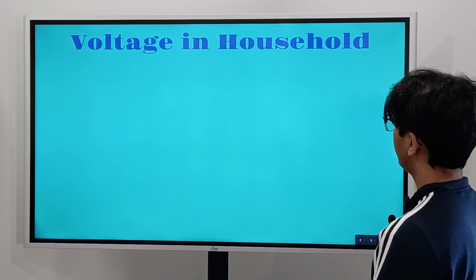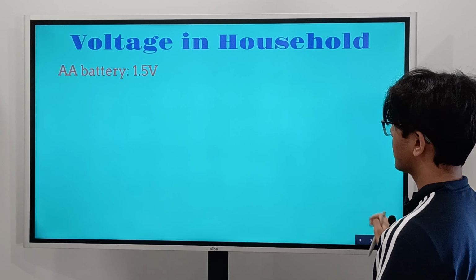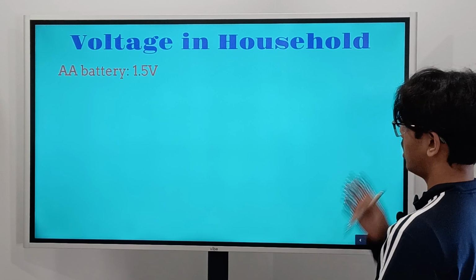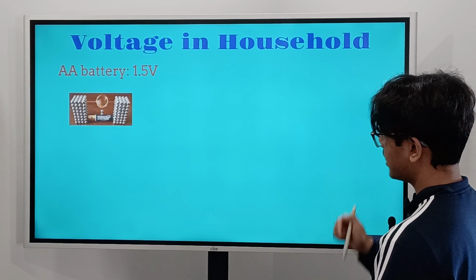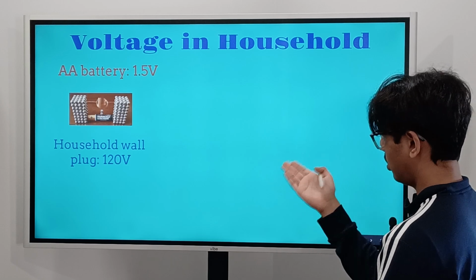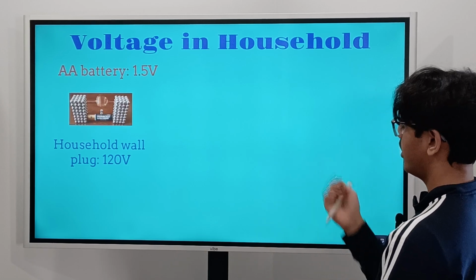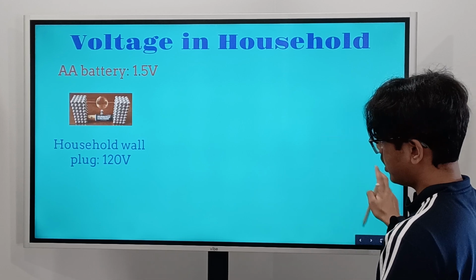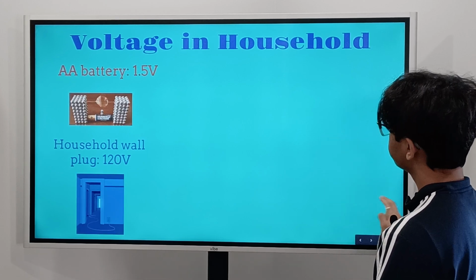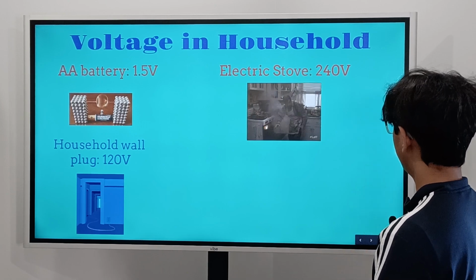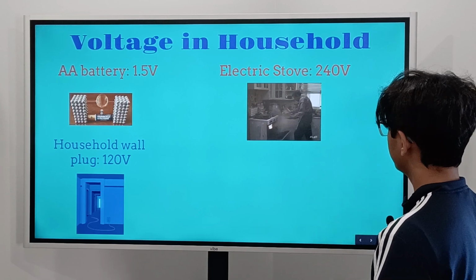And now let's talk about voltage in a household. So let's first go over a AA battery. A simple AA battery gives off 1.5 volts, and that's how it looks. A household wall plug, so any plug in your house where you put your charger in, is typically 120 volts. It'll look like that. An electric stove that you use for cooking is 240 volts, and you can see how it looks.